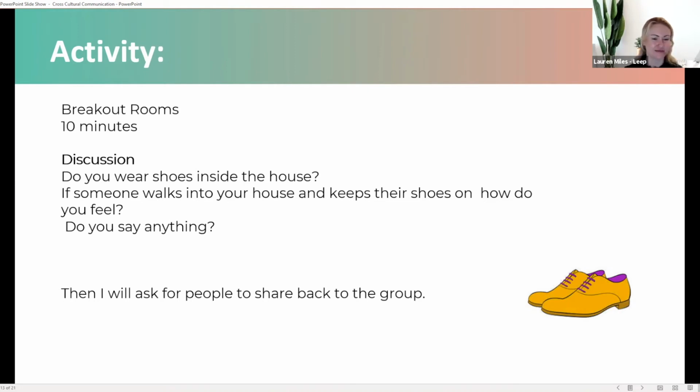So we're going to do an activity, and I don't know how diverse our answers will be, but we're going to talk about whether you wear shoes inside the house. You're going to go into rooms. I will try to put you in different rooms this time so you can meet other people. We're going to discuss the topic: is it okay to wear shoes inside the house? If someone walks into your house and keeps their shoes on, how do you feel? Do you say anything? And then we're going to share back.